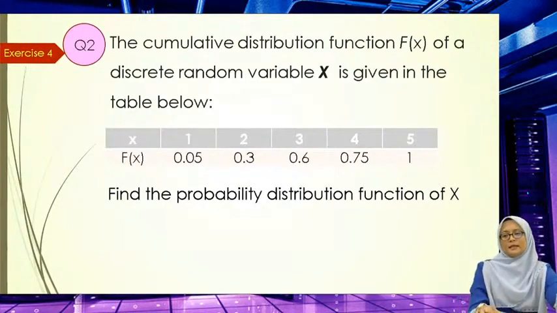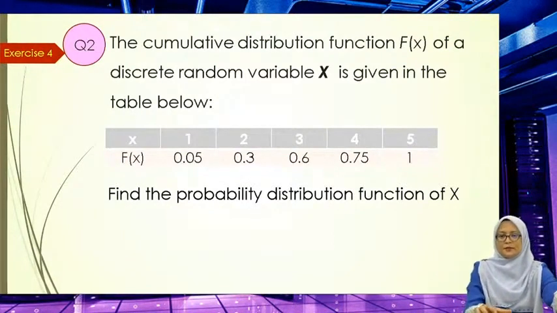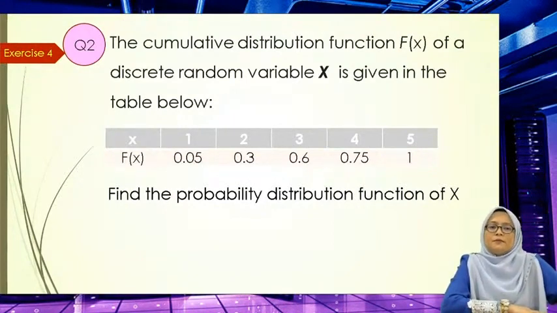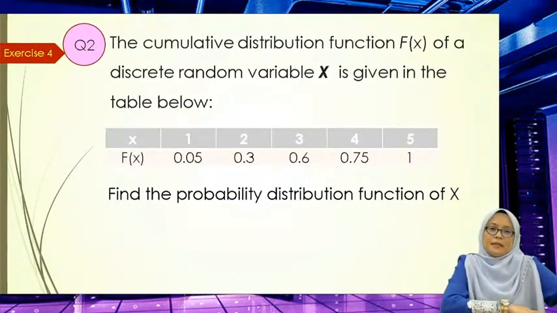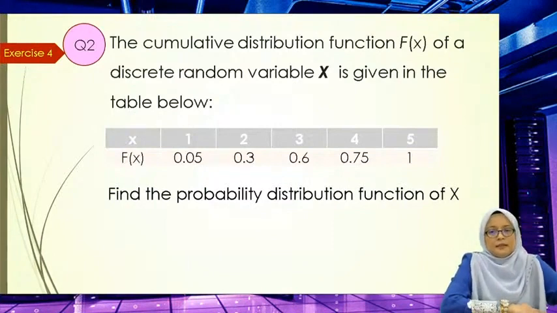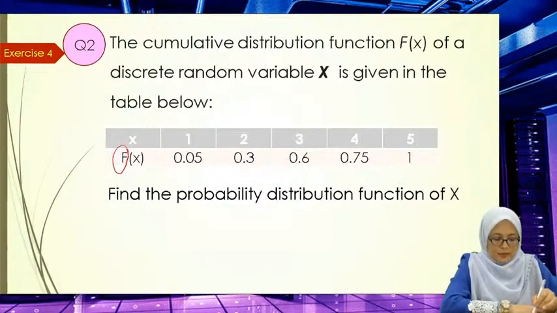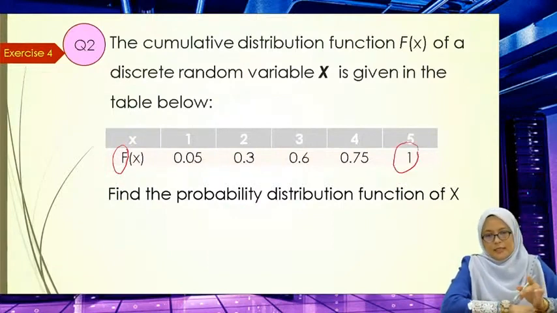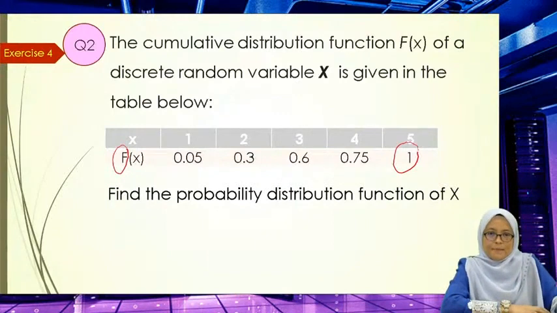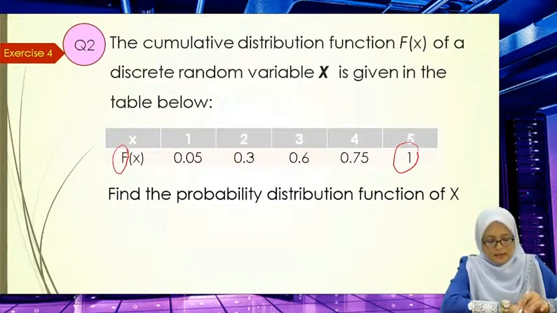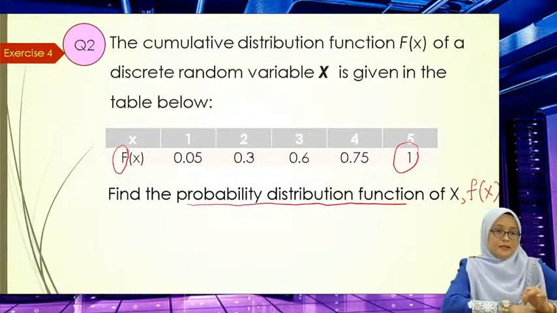Okay, so next question 2, exercise 4. Cumulative distribution function of a discrete random variable is given in the table. Okay, so sama juga diberi cumulative ni F besar, ataupun kalau tengok sini ujungnya adalah nilai 1. Dah accumulate sampai 1. So kita nak cari probability distribution function of X. So apa benda yang kita nak cari ni? So probability distribution function of X means that you nak cari dia punya F kecil dia.